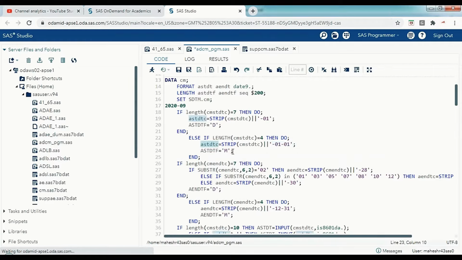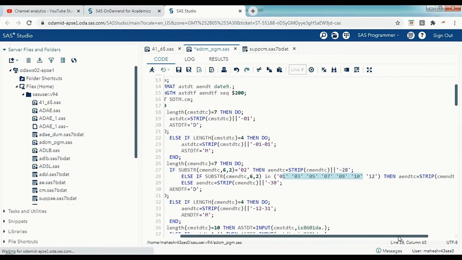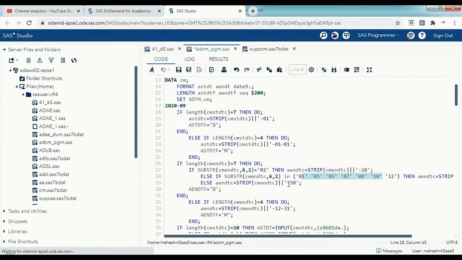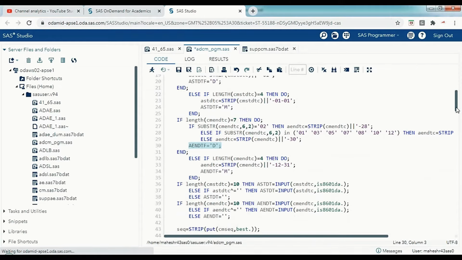variable. In that case you can mention the flag as M because we are replacing the month as well as the date. Here we are replacing only the date, so that's why we put the flag as D. So whenever the end date has only the year part and month part, you can search. If it is February, you can give 28. If it is the first, third, or fifth month, you can give 31. If it is any other month, you can give 30. Then you have to give the flag D, because we are replacing the day part.